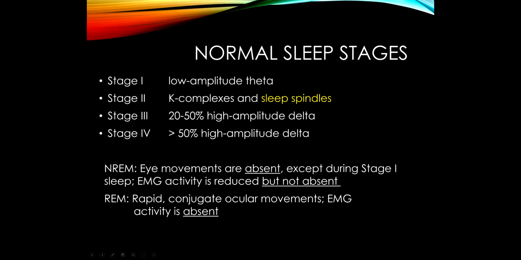Stage 3 and 4 are the deeper stages of sleep, and so that is just determined by how much delta activity. If more than half of the brainwave activity we're seeing is delta, then we know we're in stage 4 sleep. All right, so these are all examples of non-REM sleep.